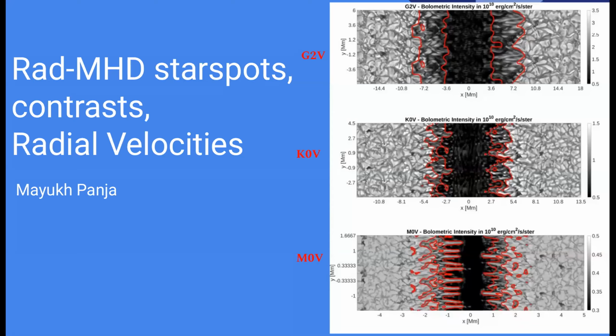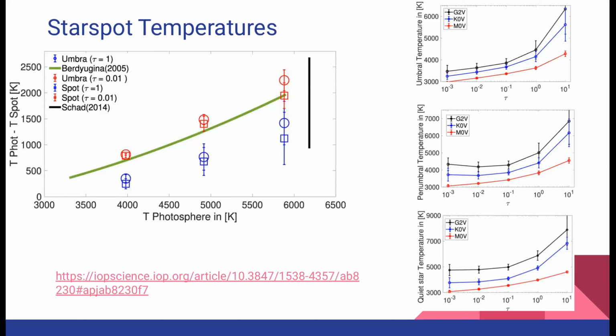So here you see star spots on the spectral types G, K, and M. And we found that the contrast has a very strong dependence on spectral type. For example, the M star has the lowest contrast, where the G star has the highest contrast. And then in our paper, we also calculated star spot temperatures with spectral type.